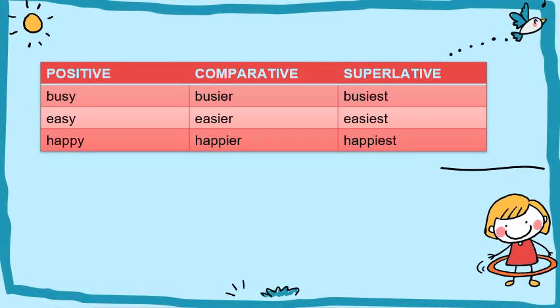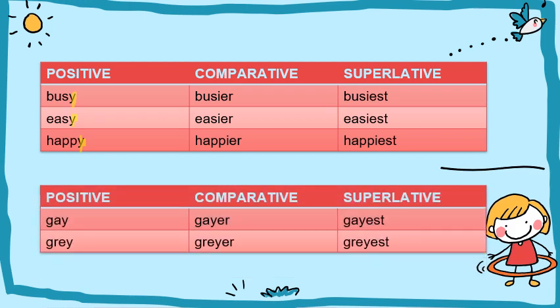Now let's see some more examples and form a rule. We have three examples on the screen: busy, busier, busiest, easy, easier, easiest, happy, happier, and happiest. So observe these examples and form a rule. We can see that in positive degree every word is ending with Y, right? And Y is changing into IER in comparative and in superlative IEST. So maybe it can be a rule. But let's see a few more examples.